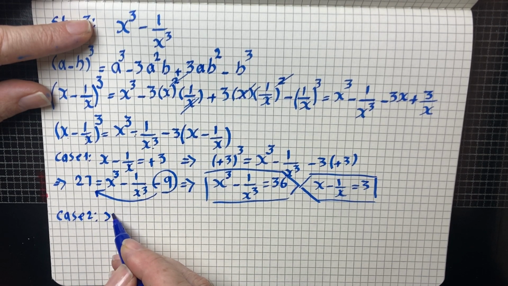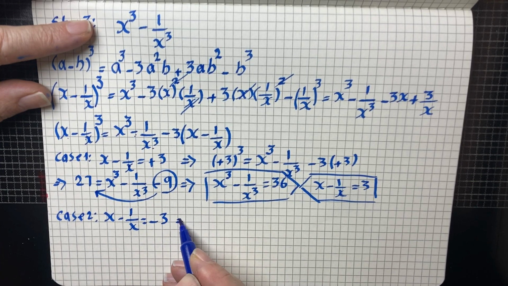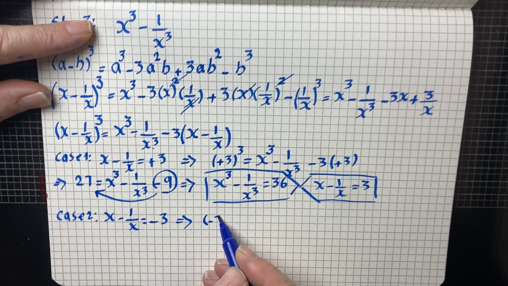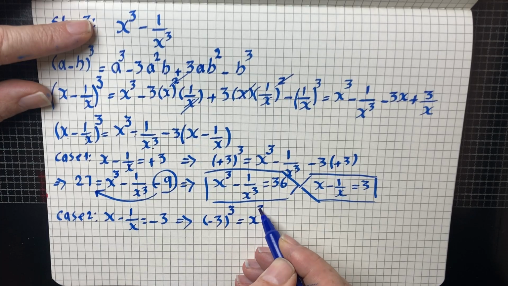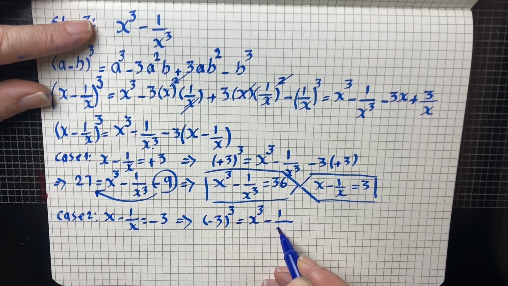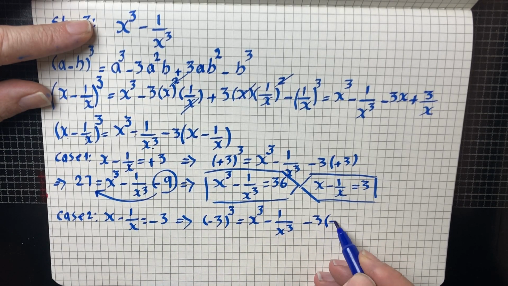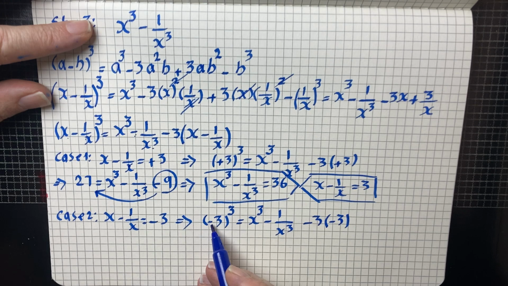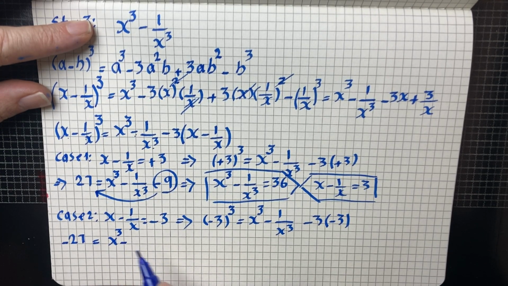In case 2, x - 1/x is going to be negative 3. So let's plug in. Negative 3 cubed is going to be x cubed minus 1 over x cubed, minus 3 times negative 3, right? So negative 3 cubed is going to be negative 27, right? Equals x cubed minus 1 over x cubed, minus negative 3 times negative 3, which is plus 9.